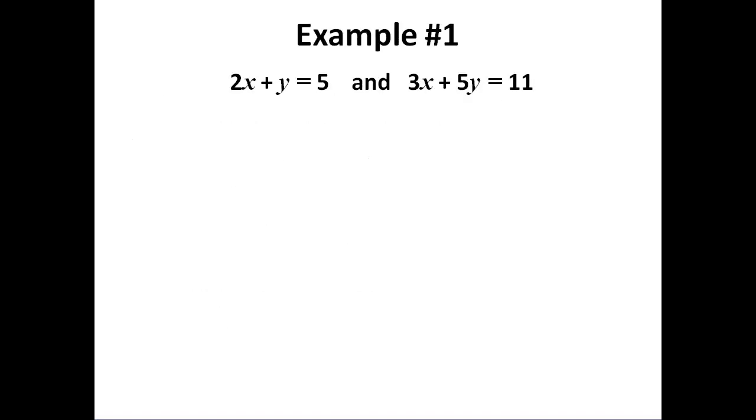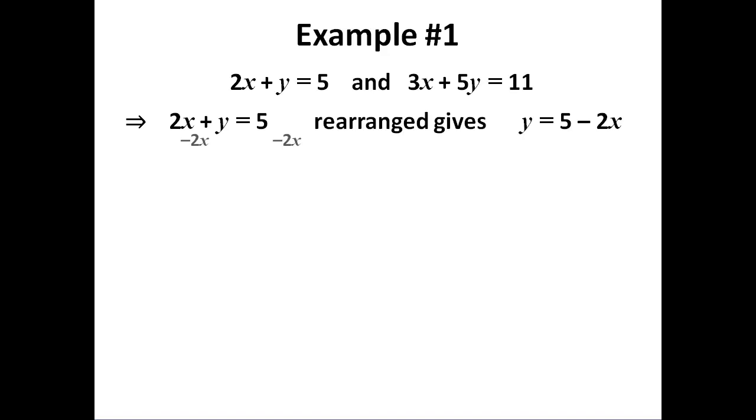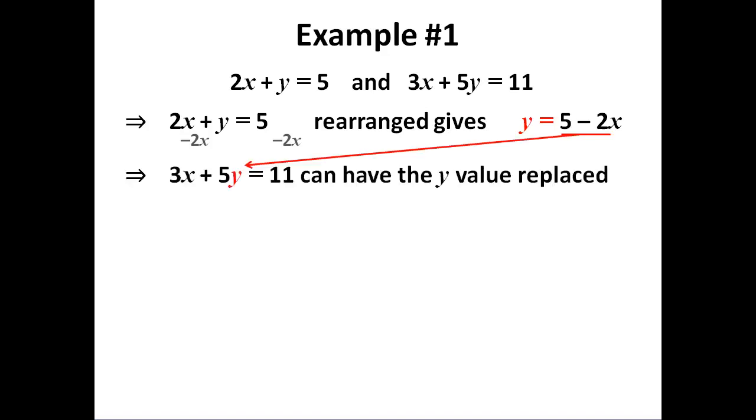So let's do some. We have two equations. We're trying to find x and y such that both of these equations are true. So we take one equation, which we rearrange so that we have y as the subject. We can then take that y value and put it into the second equation. So we take the first equation, which we rearrange, and we place it into the second equation.